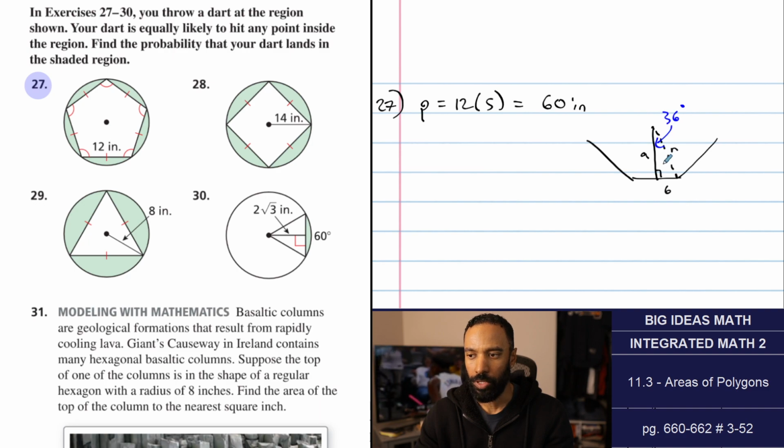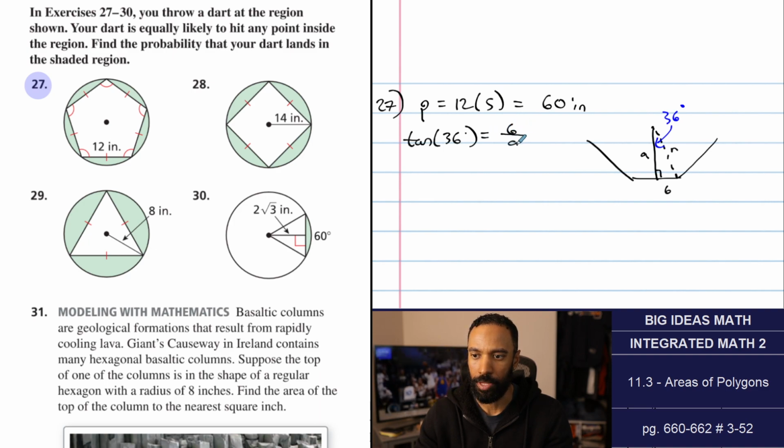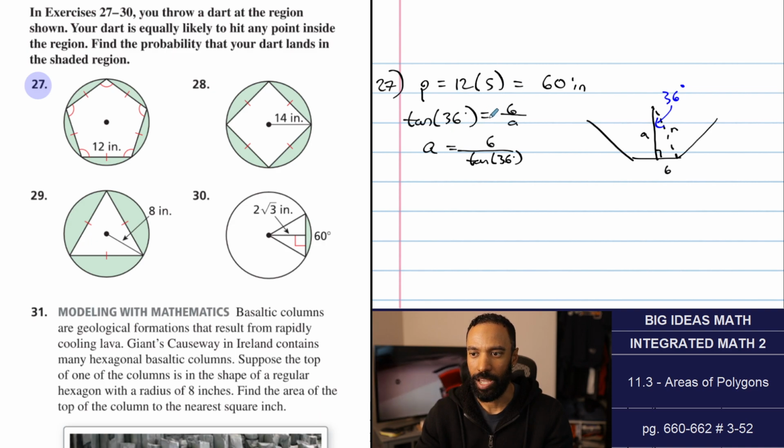For the apothem, we'll use tangent. So tangent of 36 degrees is 6 over the apothem. Switch places here, apothem is 6 over tangent of 36 degrees. So when it comes to the area of the pentagon, I'm ready to go on that one.